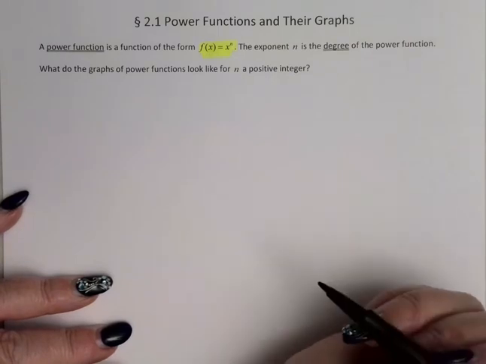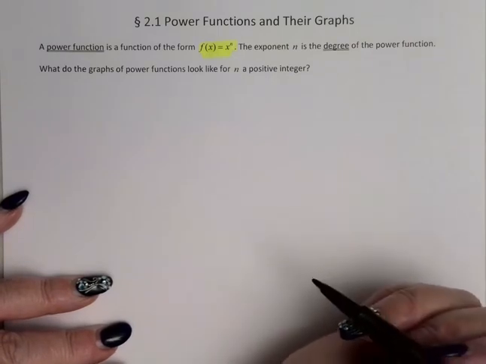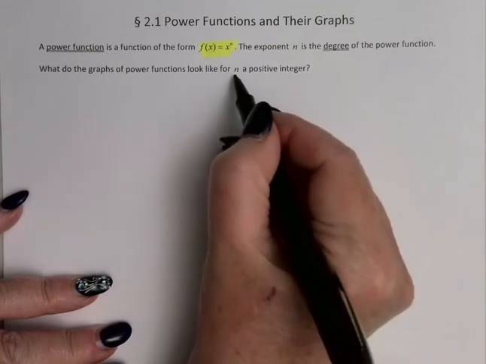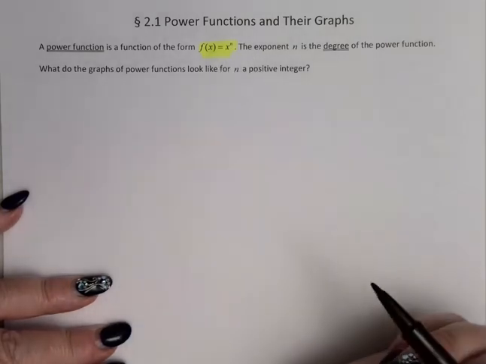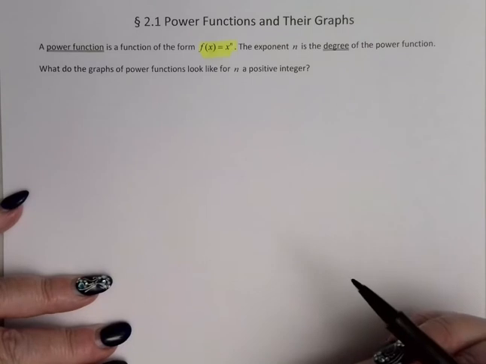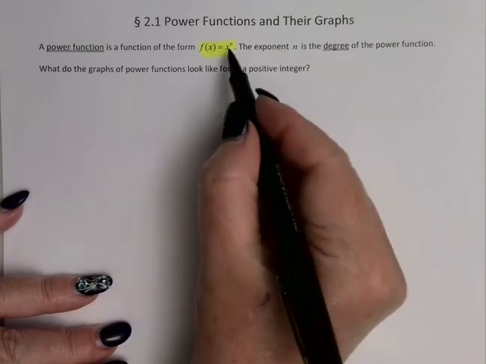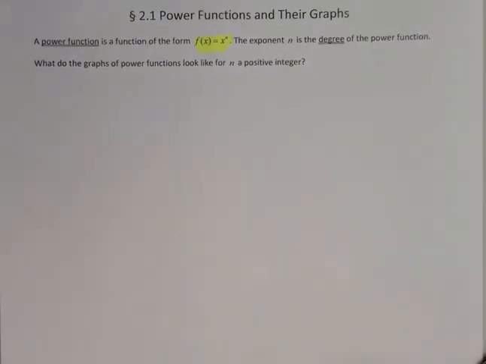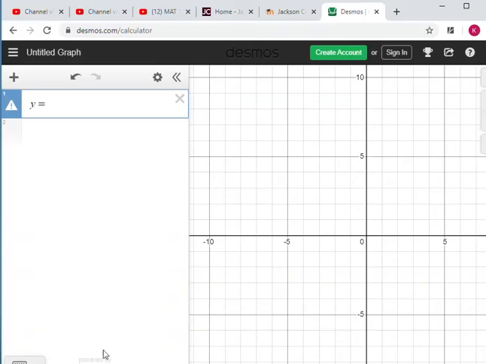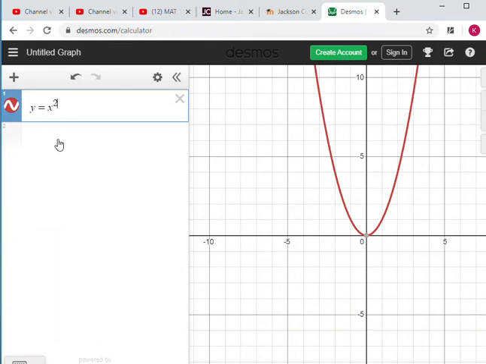And I'd like to investigate what the graphs of power functions look like for values of n that are positive integers, so 1, 2, 3, 4, 5, etc. X to the first, we'll leave that one off because we already know that's just a linear function. But let's explore things like x squared and x cubed and so on. I'm going to take a look at these in Desmos. So if I were to type in y equals x squared, we're familiar with that one. We know it's a parabola.